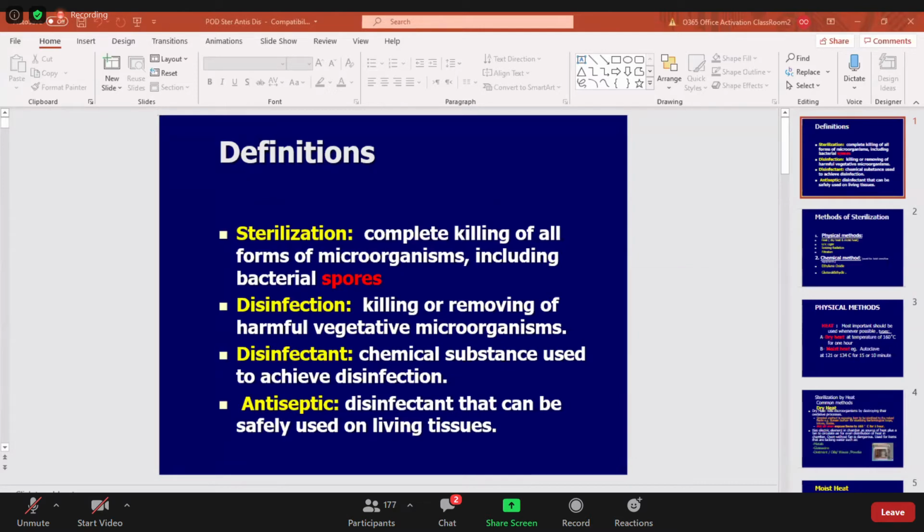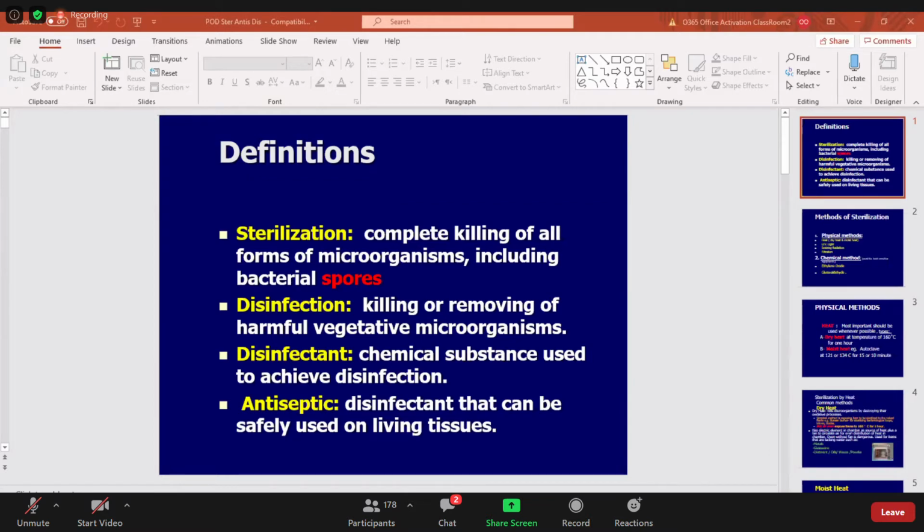Disinfectant may be used for inanimate surfaces, so the floor, the bed, the wall, and so on. So, non-living tissues. Now, putting in mind that when you talk about disinfectants, concentration is very important. At one time, a substance can be used as both disinfectant and antiseptic, depending on the dilution, depending on the concentration itself, right?